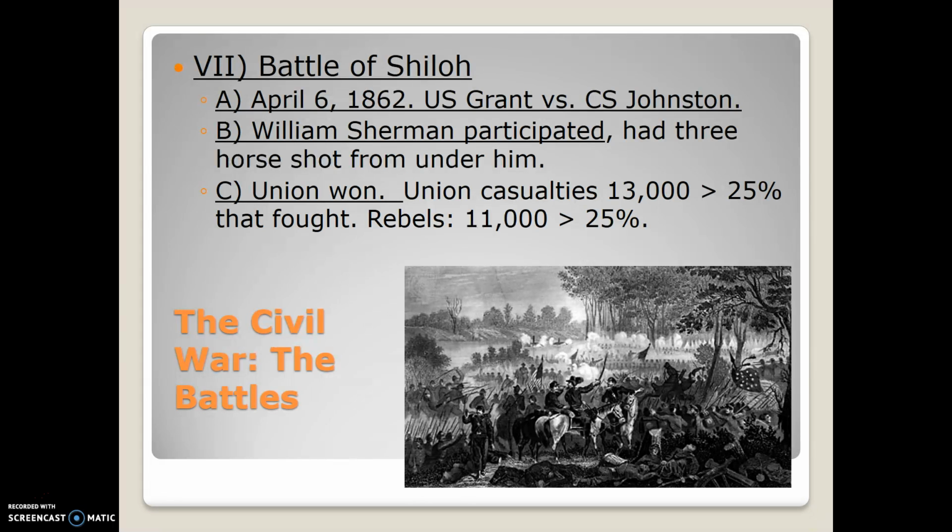The Union ends up winning this battle, but approximately 25% or 13,000 of their troops end up being hurt or killed, while the rebels are the same thing, 11,000 or approximately 25% of their troops. And really, this battle shows everyone that this is going to be a bit of a slugfest. The North and the South are just going to have to slug it out.